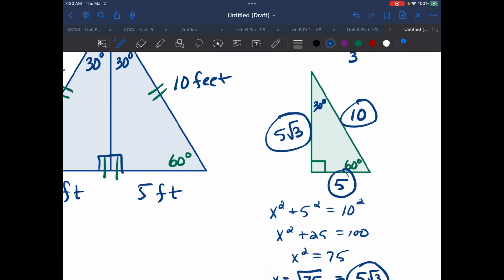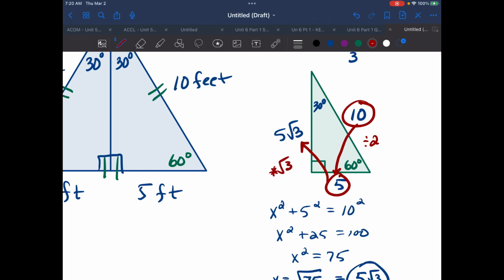We had the hypotenuse of 10. What did we do to 10 to get 5? Right, so we're just going to cut that in half. Divide by 2. But now I want you to notice this last part. If I go from the shortest side to the side across from 60, I'm actually going to multiply by radical 3. So a little different from the 45, 45, 90s, we actually have two parts to our rule.